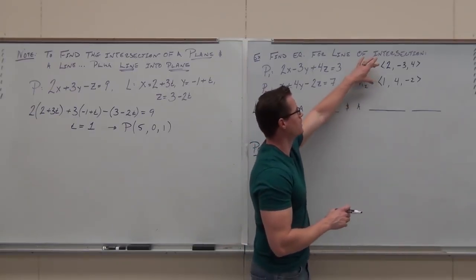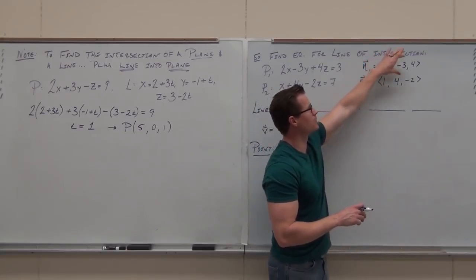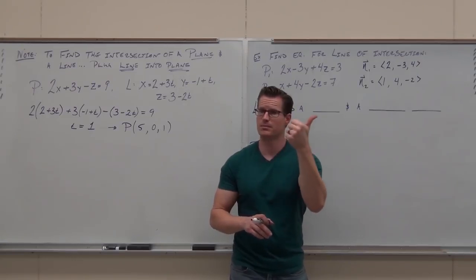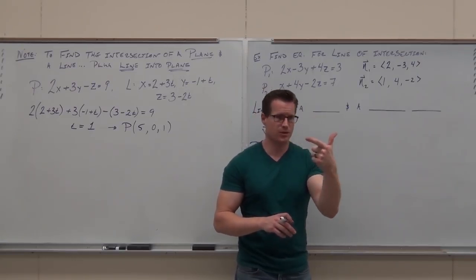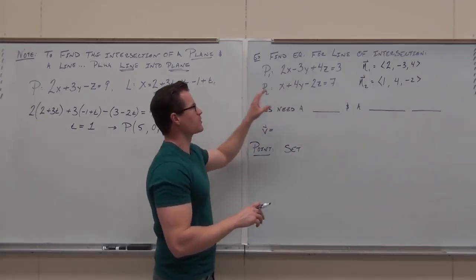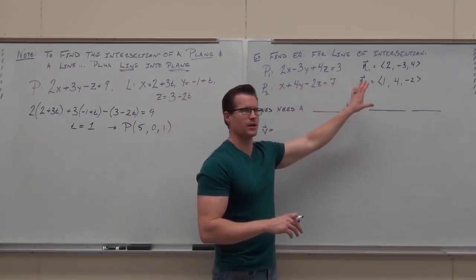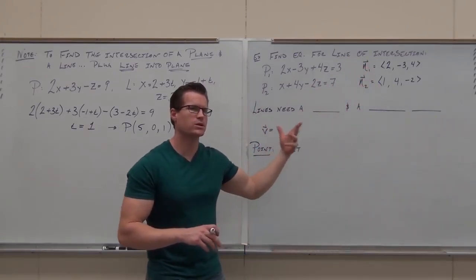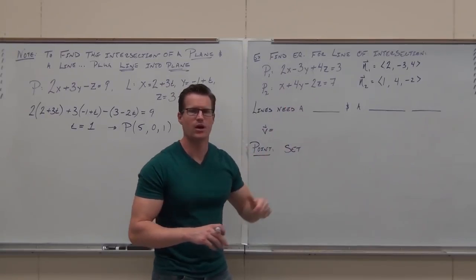You can do it right now. 2 minus 12 minus 8, not 0. Does that make sense? So they're not parallel. They are not perpendicular. They will for sure cross because they're not parallel. What I want to do is find the equation of a line of intersection of these two planes.